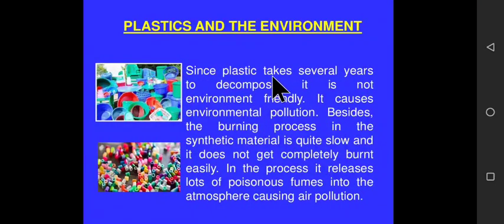Since plastic takes several years to decompose, it is not environmentally friendly. It causes environmental pollution. Besides, the burning of synthetic material is quite slow, and it does not get completely burnt easily. In this process, it releases a lot of harmful and poisonous gases or fumes into the atmosphere that cause air pollution.